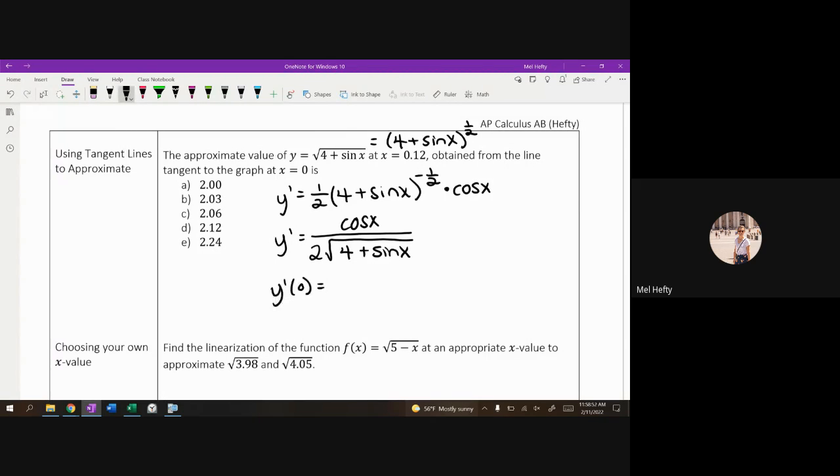All right. So on the top, cosine of 0 is what number? 1. On the bottom, I have 2 square root of 4 plus, and Daniel's right, sine of 0 is 0, but I'm going to do that once I'm plugging in the 0. So this whole slope should be 1 over 2 times 2, which is 1/4. All right. Do I have stuff to write a tangent line yet?